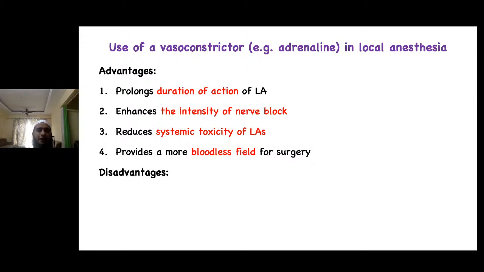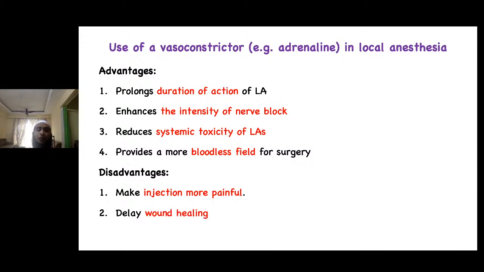Let's see the disadvantages of administration of the vasoconstrictor during local anesthesia. So the first disadvantage is that it makes the injection more painful, because it produces a constriction of the blood vessels which supply less blood. Okay, and due to that, the injection of local anesthetic is more painful. So this is one of the problems with the use of the vasoconstrictor, although it has many advantages.